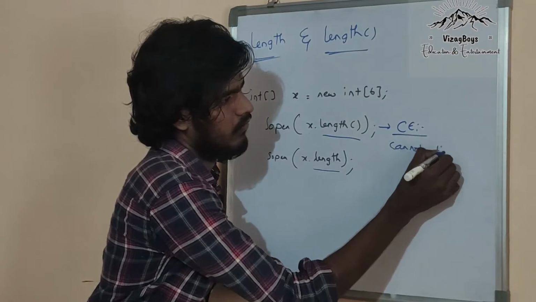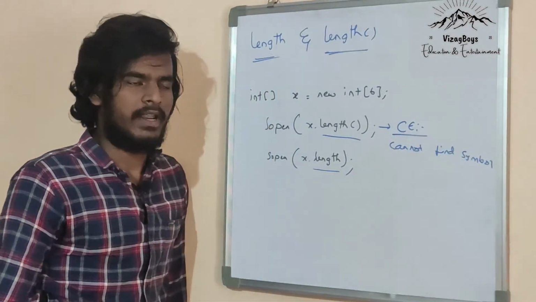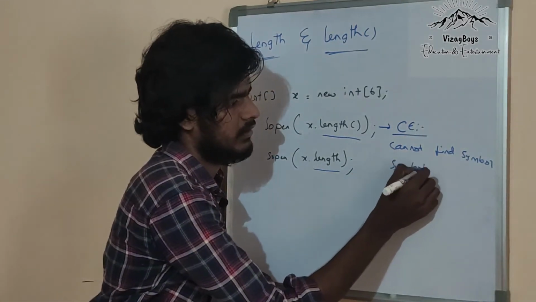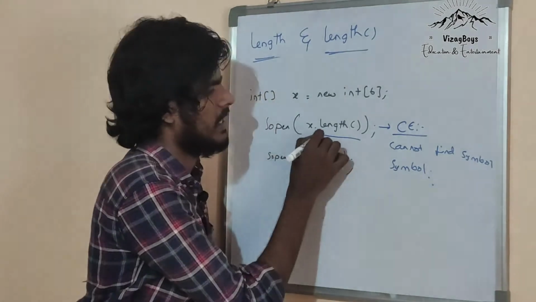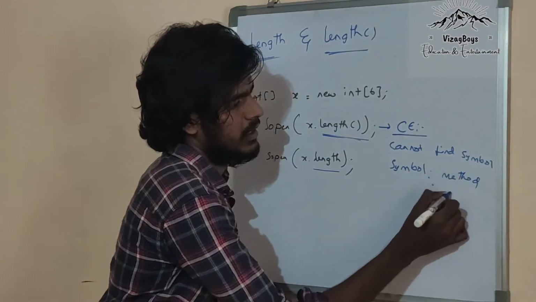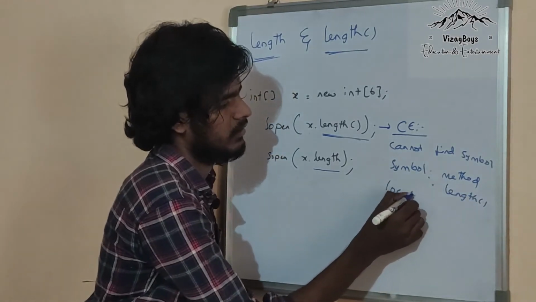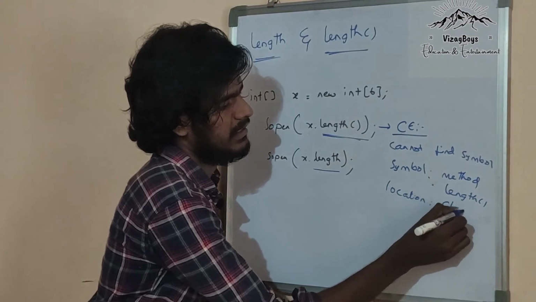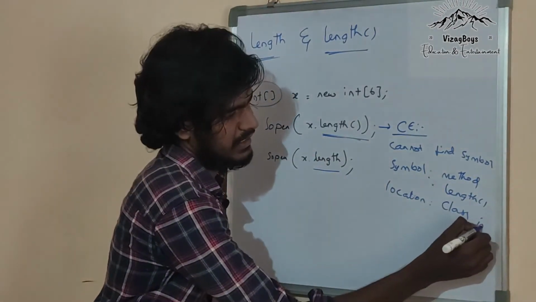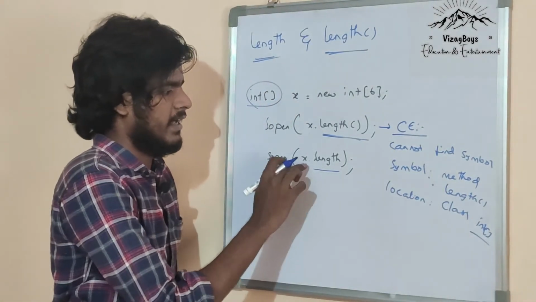cannot find symbol. What is the compile time error? Cannot find symbol. Which symbol? Method length. Location: class int array. Which location? Class int array.